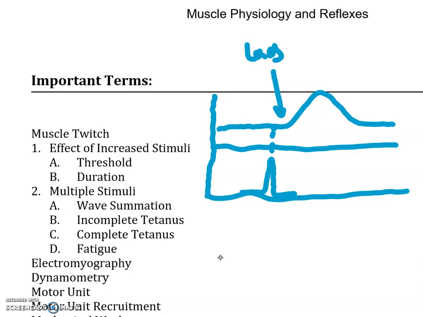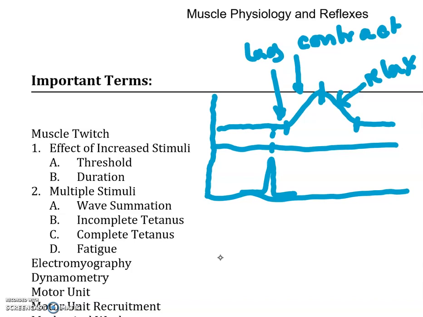And once we start the contraction, from here to here, just make sure that you understand that this is going down to this area. This here would be the contraction all the way up to the peak. So the muscle is developing tension, its contraction. And once we hit the peak, all the way down to the baseline, that would be relaxation.